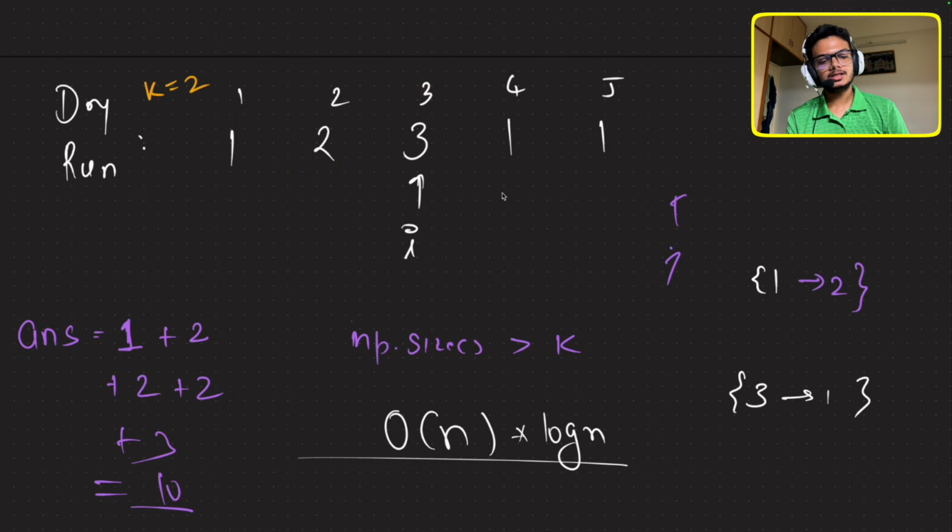The reason being i and j are moving at most once from the left end to the right end of the array, and log n being the cost of the map operations. Space complexity is of the map. In the worst case, we may have to store all the elements in the map. So space complexity is order of n.